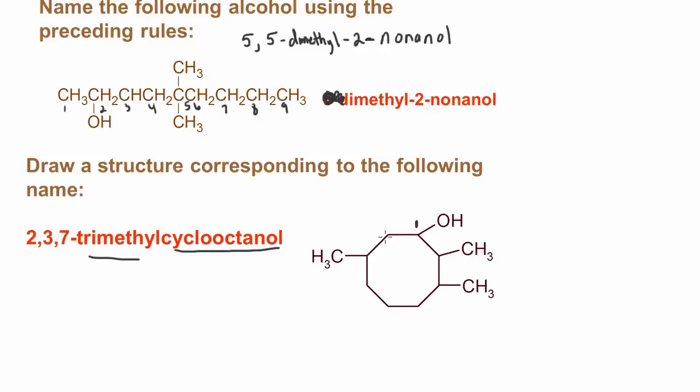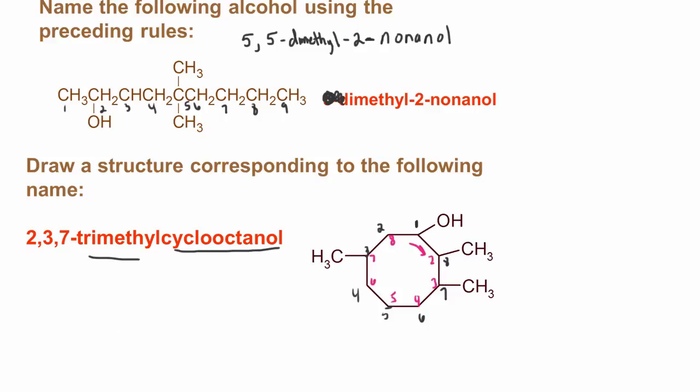And then I can either number this way 2, 3, 4, 5, 6, 7, 8, or I can number this way where I have 1, 2, 3, 4, 5, 6, 7, and 8. So if I number counterclockwise, my first methyl group is on carbon 3, and then I would have a methyl group on carbon 7 and carbon 8. But if I go clockwise, then I have methyl groups on carbons 2 and 3 and 1 on 7.